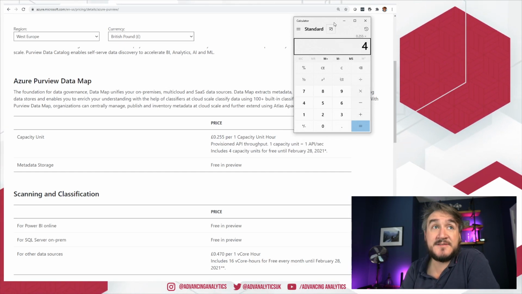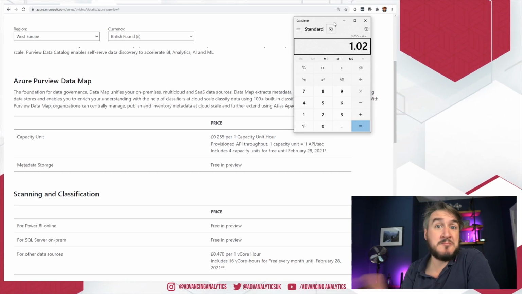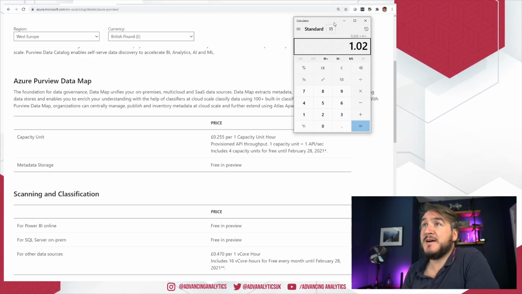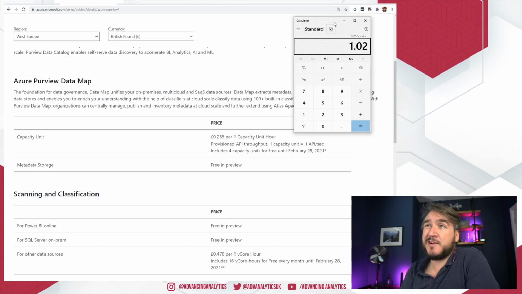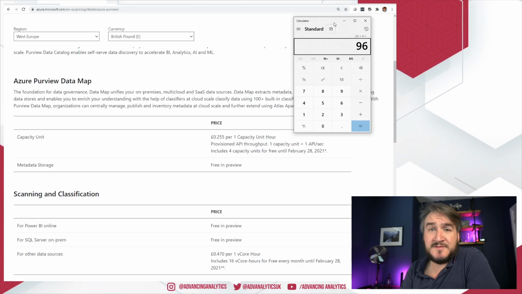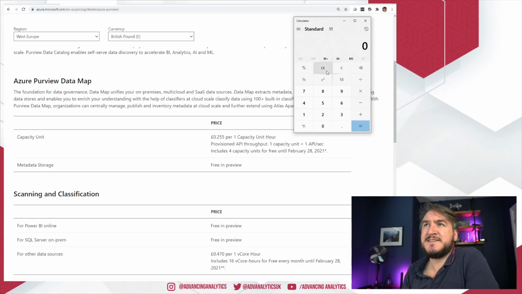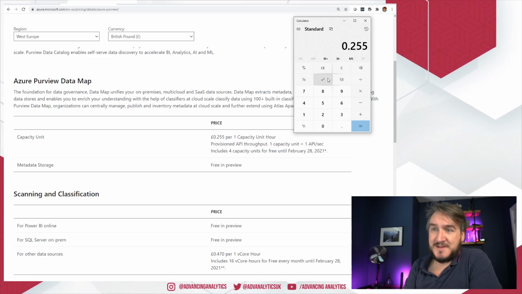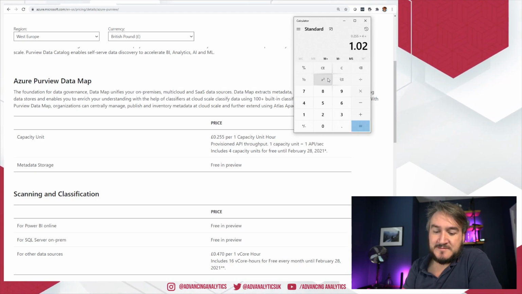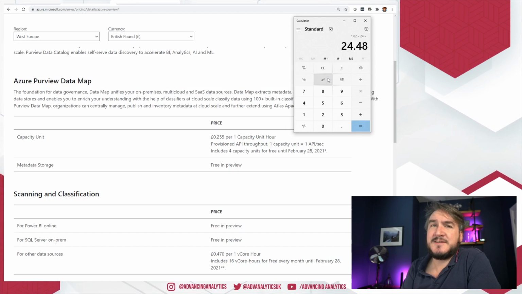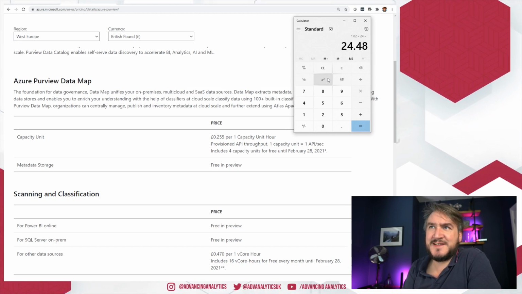We've got to have at least 4 of them. So it's going to be £1, kind of for me in terms of the hourly cost. So we say, well, okay, let's times that by 24. So it costs me £96 a day. No, that doesn't make any sense. Let's try that again. 0.255 times 4 times 24. Better. Okay, so about £25 a day.